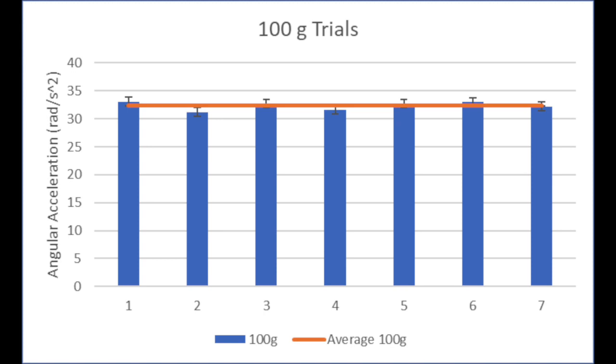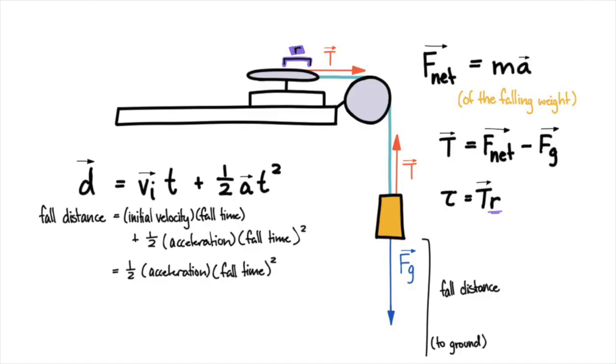After finding the angular accelerations of all your trials, find the average angular acceleration for each mass as well as the error margin. To show the results of each trial for each mass, you can create bar graphs with an average line and error bars. To calculate the torque acting on the top pulley, use the formulas that we discussed earlier. As shown in the diagrams, the force acting on the pulley is equal to the tension of the string when a mass is attached.